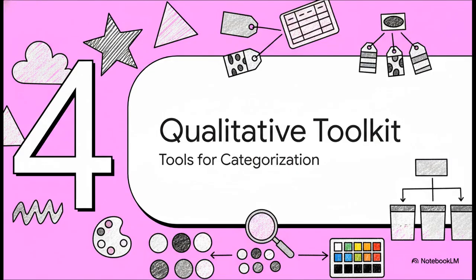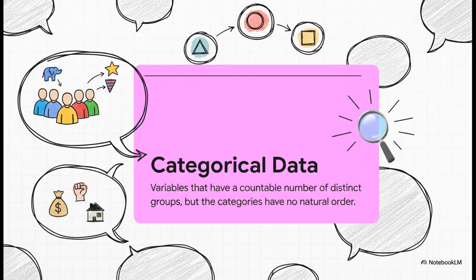All right, let's switch gears and look at the qualitative toolkit. What do we do when our data isn't a measurement or a count, but just a label or a category? Well, this is where we use categorical data. It's all about sorting things into distinct buckets. For a political scientist, that could be party affiliation: Democrat, Republican, Independent. For a criminologist, maybe it's the type of crime: theft, assault, burglary. The key thing to remember here is that there's no natural order or ranking to these groups.